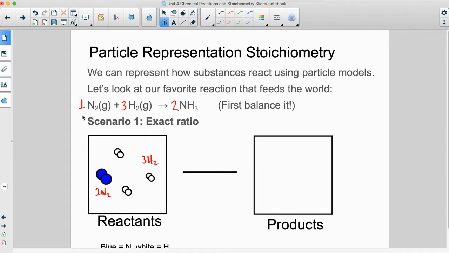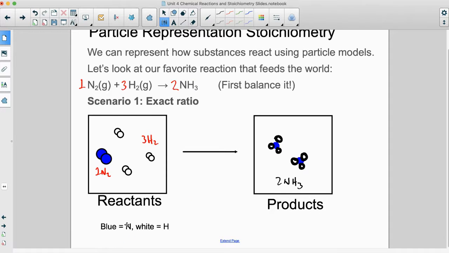So we can tell that because it's a 1 to 3 here, we should end up with 2 ammonia molecules. We can also tell this from the fact that we have 2 nitrogen atoms, so we could put those into ammonia molecules. And so our particle diagram for the products would be 2 ammonia molecules, as we would predict from the balanced chemical reaction. Here nitrogen is blue and the white circles are hydrogen.